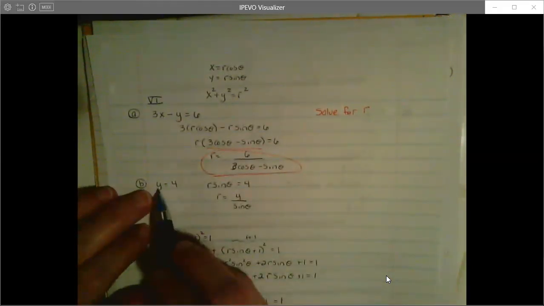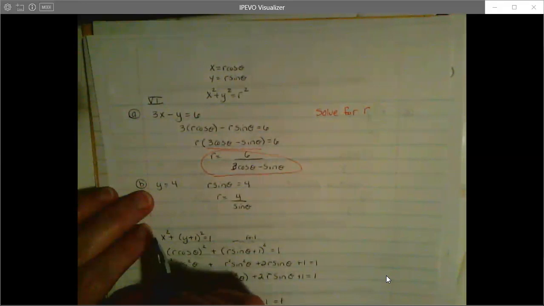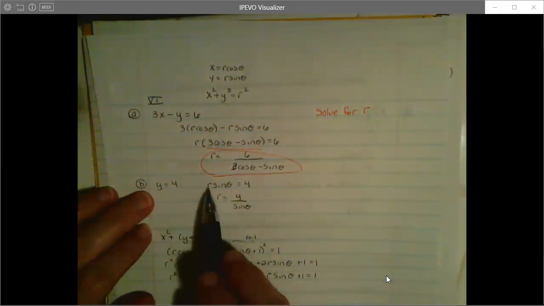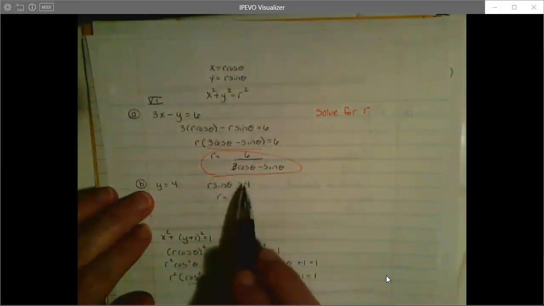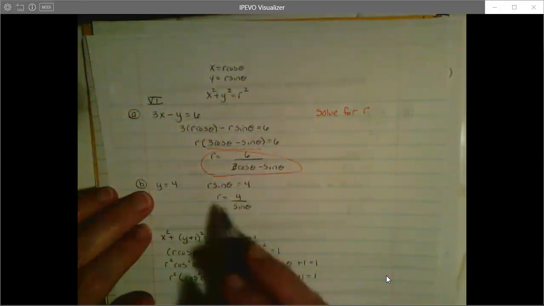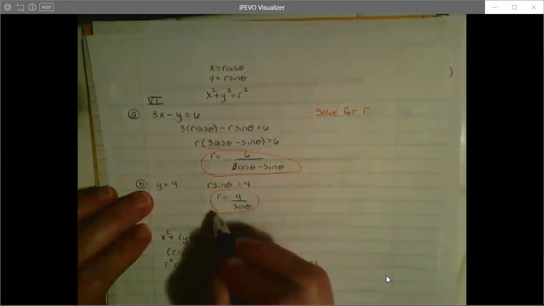Okay, so the next one, I have y equals 4. That's a linear equation. I'm replacing y with r sine theta equals the 4. And then I want to solve for r, so I'm dividing both sides by sine, and that's my final answer.